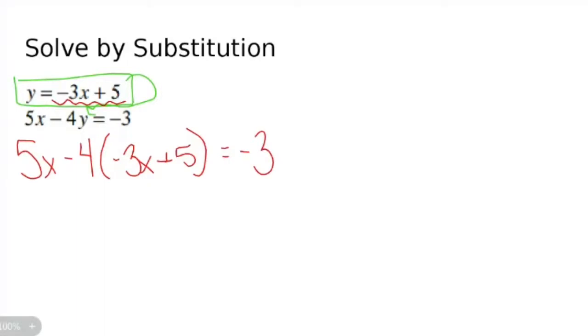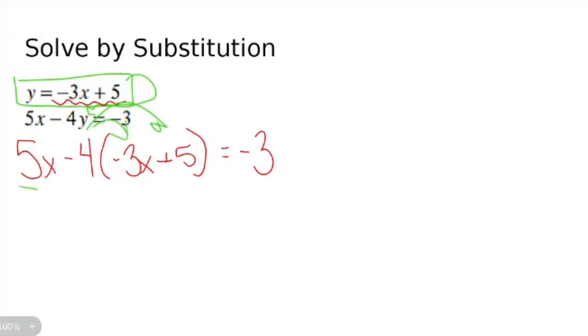So all I did was, since the top equation was solved for y, I rewrote the other equation and turned y into negative 3x plus 5, because y is negative 3x plus 5. Now I have a lot of terrible math to do. I have distributed property right here.